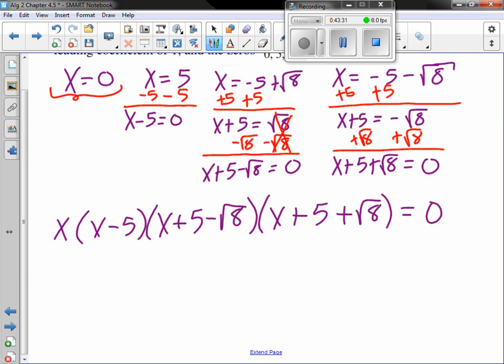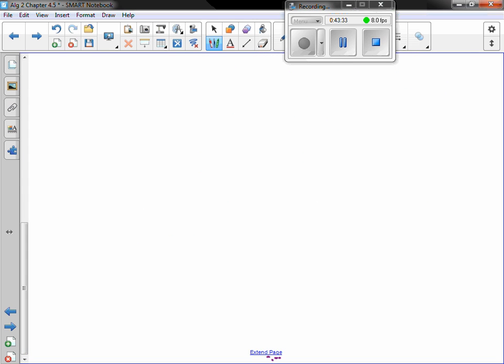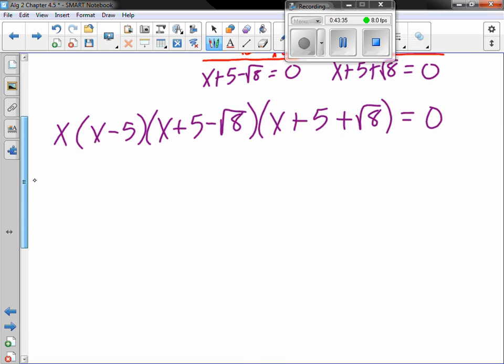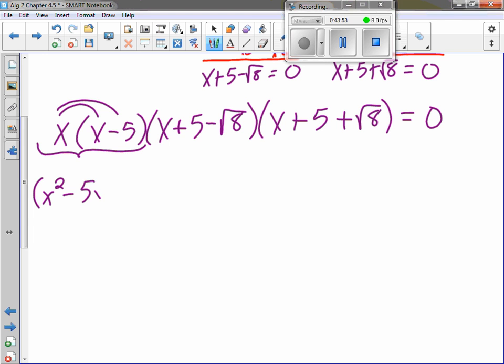So this time when we multiply, we're going to be multiplying a few more things together, yes? Now I'm still going to start off with the square roots first, but I can actually do this here pretty easily. X times x is x squared, yes? X times negative 5 would be negative 5x. That one's done. So let's go on and do this one here.